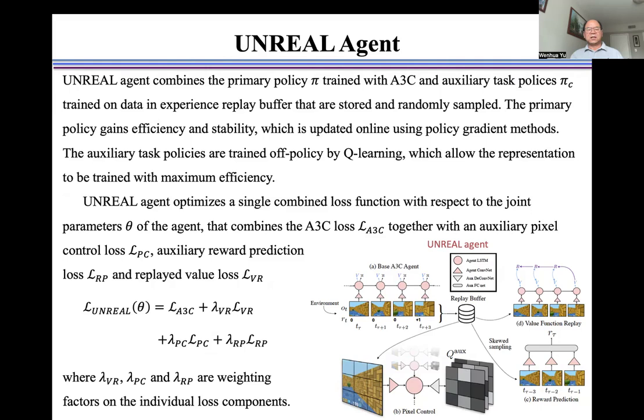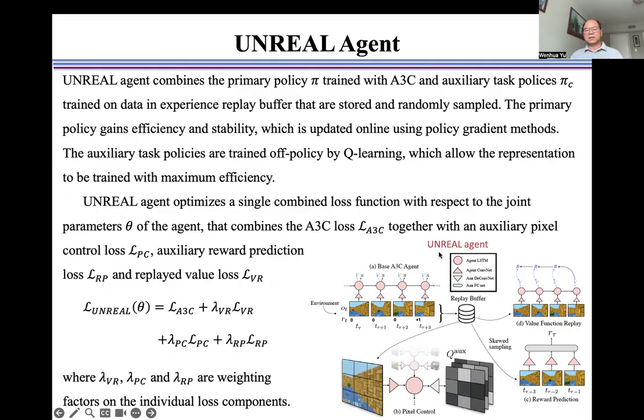Unreal agent optimizes a single combined loss function with respect to the joint parameters theta of the agent. That combines A3C loss together with auxiliary pixel control loss, auxiliary reward prediction loss, and replayed value loss as shown here, where lambda VR, lambda PC, and lambda RP are weighting factors on the individual loss components.